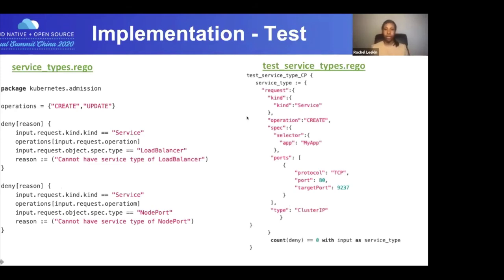It's the same policy on this side, but if the user tries to deploy a cluster IP service, it will allow it. So this is how you build out your test cases. You want to make sure you have coverage for all the possible scenarios, right? The more scenarios you have, the better test coverage you have before you get into your cluster, and it really gives you preventative measures.